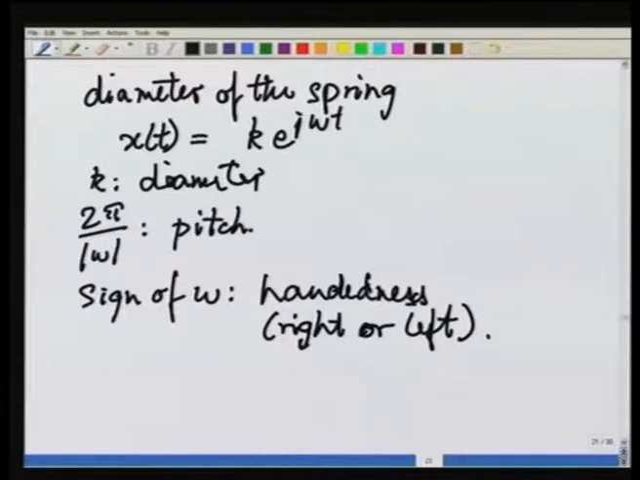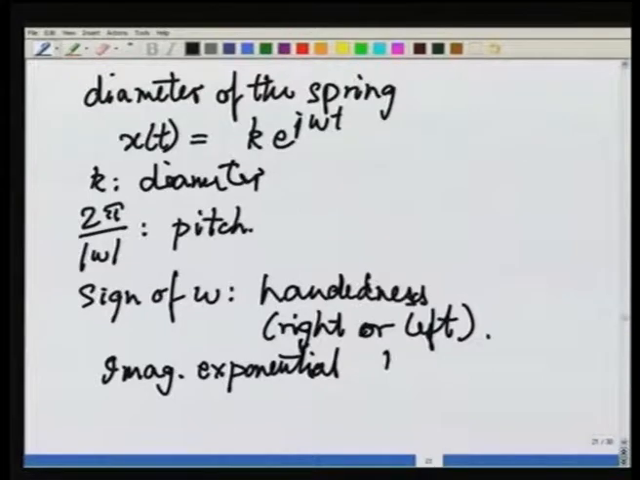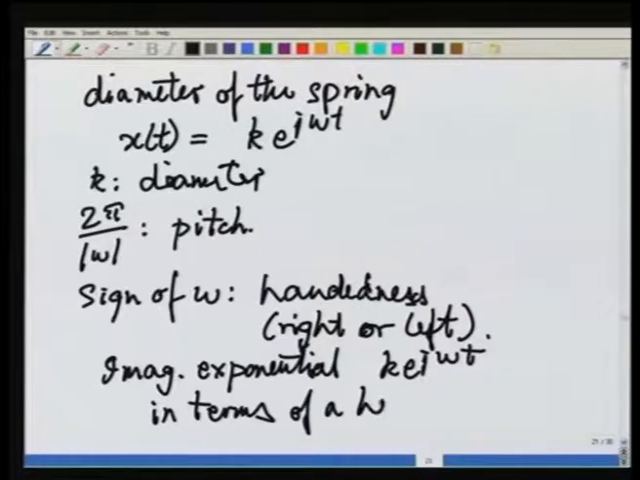So, we have a relationship that explains the shape of the imaginary exponential, which is of the general form k e to the j omega t, in terms of a helical spring.